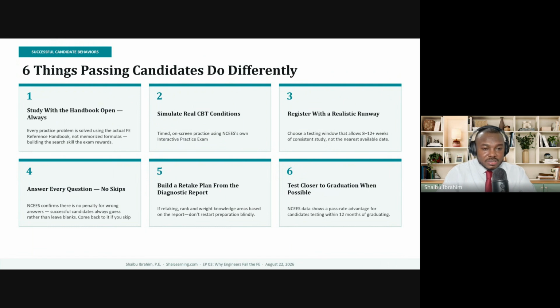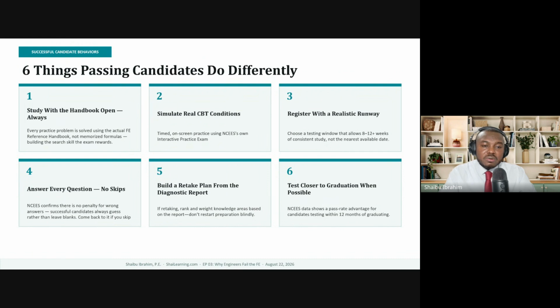Okay, number 3, register with a realistic runway. So this, like I mentioned, most engineers who are experienced tend to underestimate the difficulty or the challenges with the FE exam. But even though you are experienced, what you may be working on currently, you might have forgotten so many things you did when you were in undergrad.